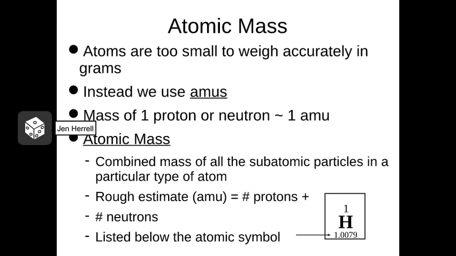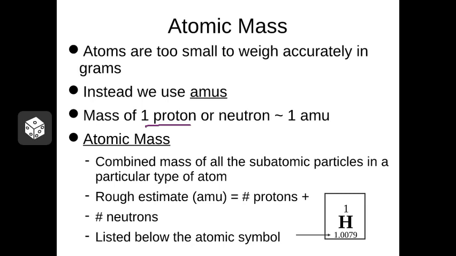Next, we need to discuss the atomic mass for an element, or the approximate mass of one atom of that element. There are a couple of different ways to calculate the mass of an atom. The first way is a rough estimate. It's calculating something known as the mass number, which we'll get to in a bit.